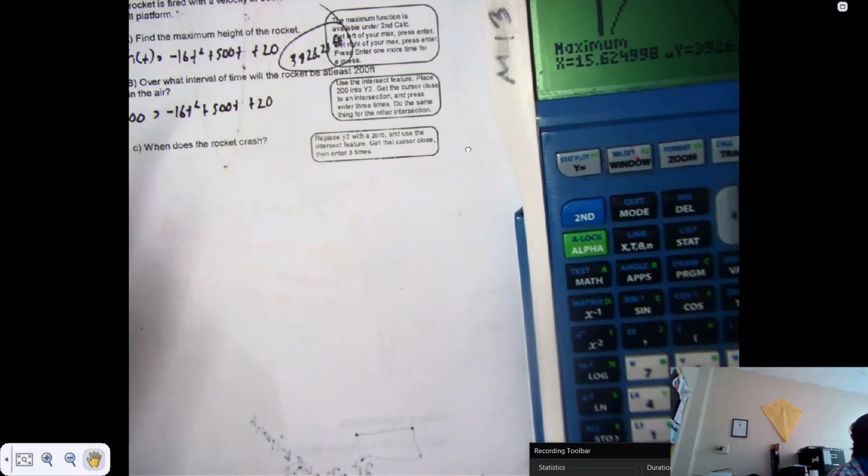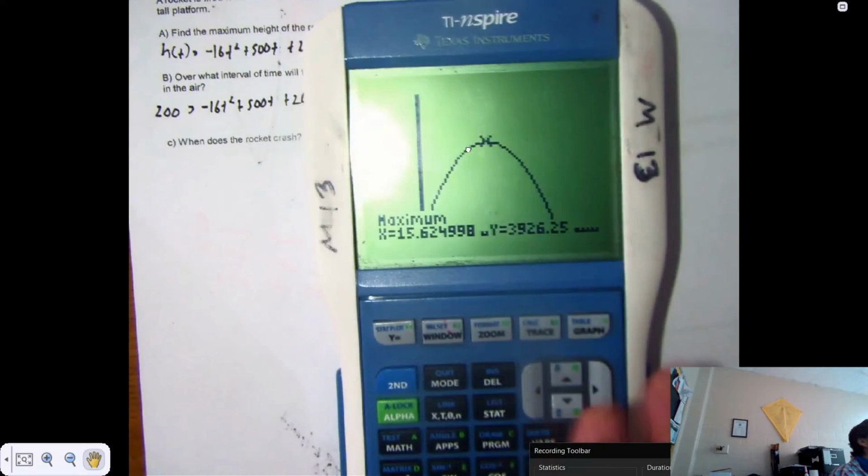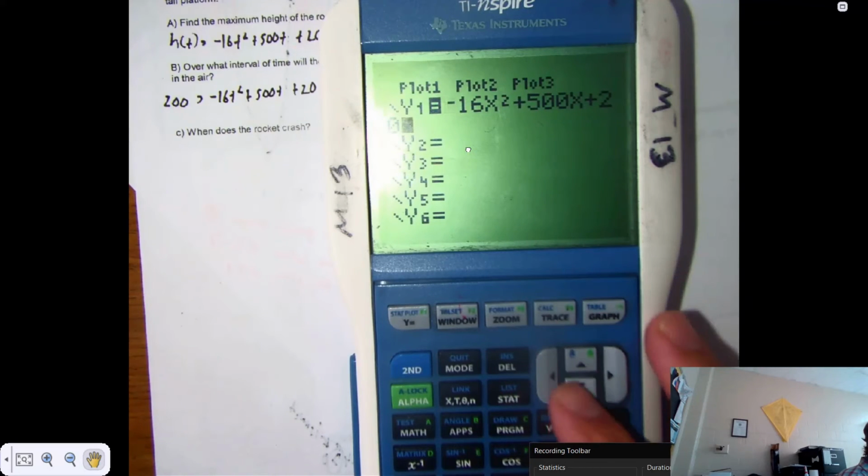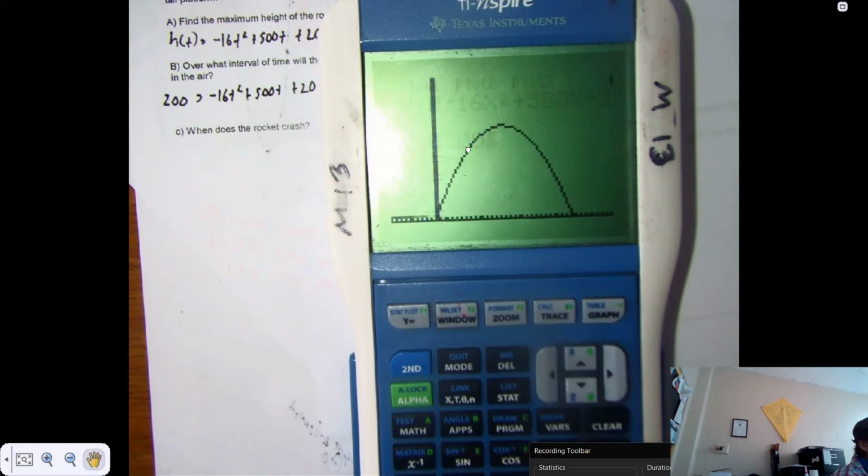Over what interval of time will the rocket be at least 200 feet in the air? Well, what you do is you put a 200 in there for height, in Y2. Who said that? So you actually did some of this? Right, it has the directions. Oh. And I guess that's where we stop.